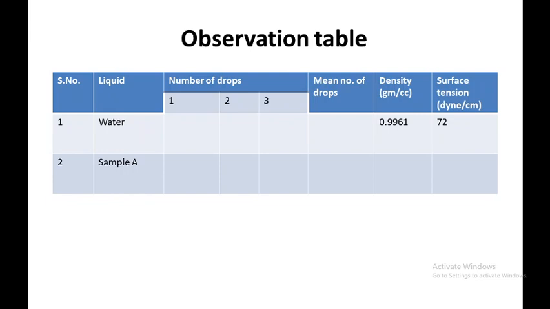Just put the 3 different readings in the number of drops section, then calculate the average number of drops, just the summation of the 3 different readings divided by 3. Then the density we have already calculated, so just put the value of density here. And last, the remaining is the surface tension of the liquid.